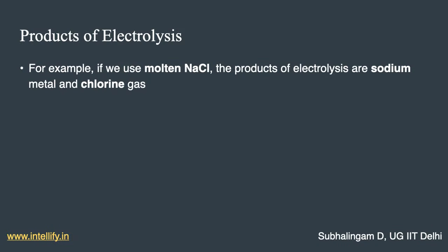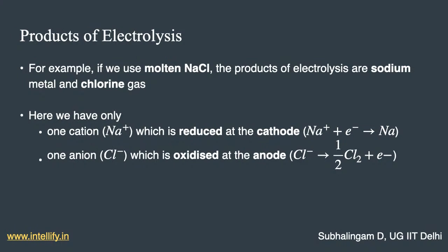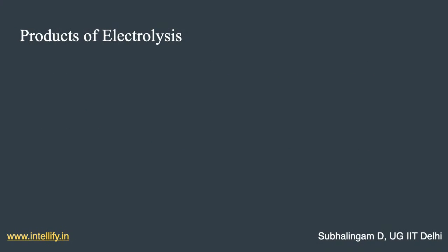If we use molten NaCl, the products of electrolysis are sodium metal and chlorine gas, as you expect. So here we have only one cation, that is Na+, which is reduced at the cathode, Na+ + e- giving Na, and one anion, Cl-, which is oxidized at the anode, and Cl- gives half Cl2 + e-.